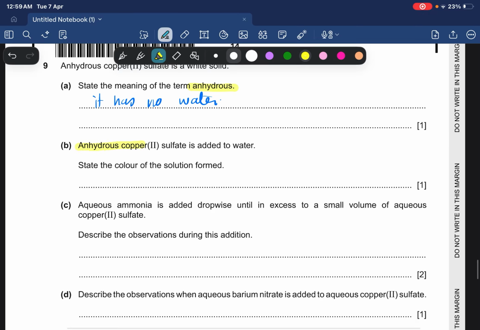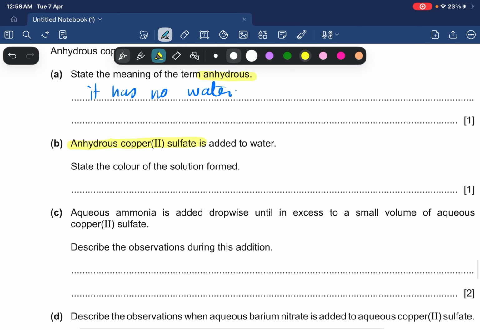Anhydrous copper(II) sulfate is added to water. Now you're adding anhydrous copper(II) sulfate to water. You know what happens? Copper(II) sulfate is white in color, but when we add it to water, it's going to turn blue. Cobalt(II) chloride is blue in color; we add it to water, it turns pink. So you have to learn this. State the color of the solution formed. It's going to turn blue.